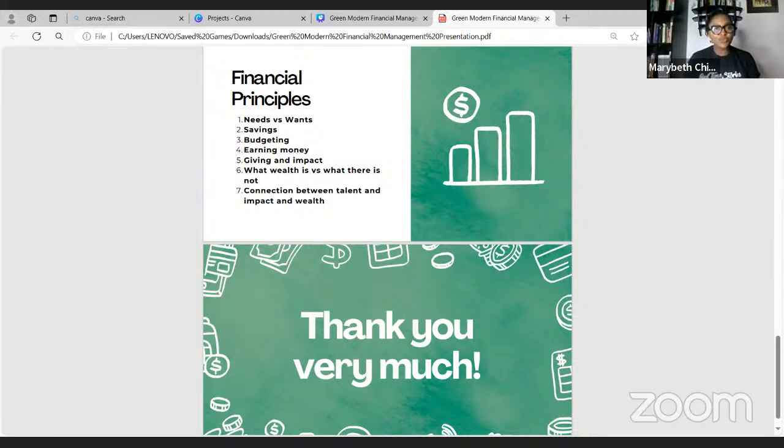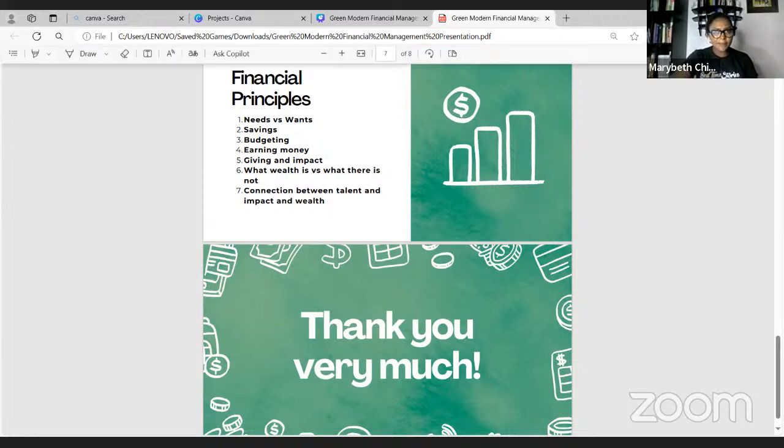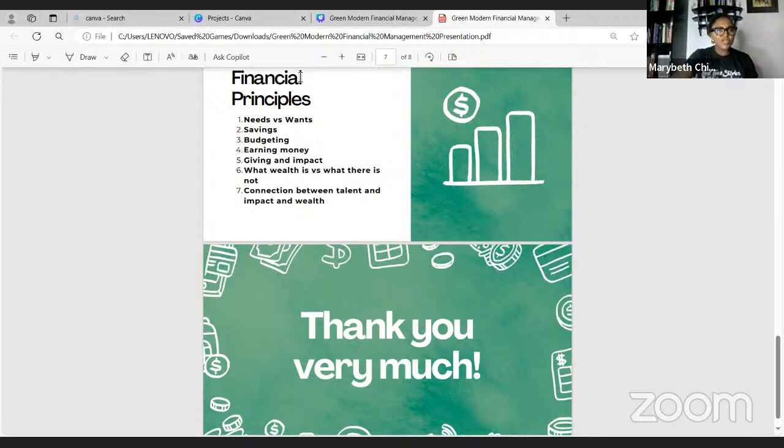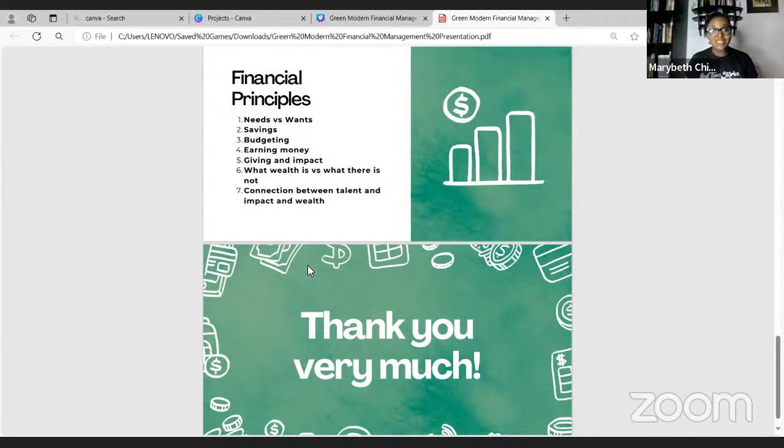Now, this is where we are. That's where we stopped. We're going to talk about what wealth is versus what wealth is not. How long have we been in this session? This is part of what I'm going to be teaching alongside the last part of this. We're going to be looking at what wealth is versus what wealth is not, and the connection between our talents, impact, and wealth.